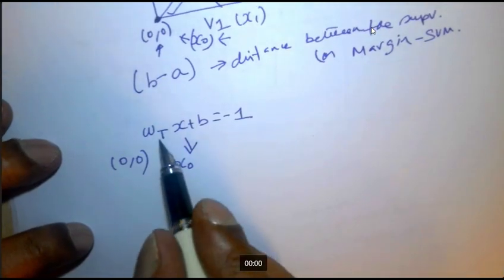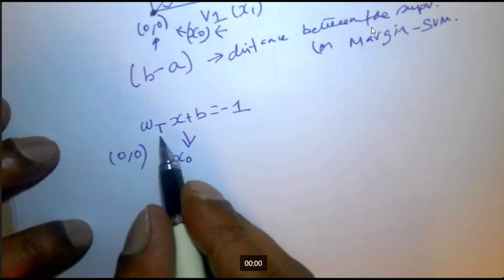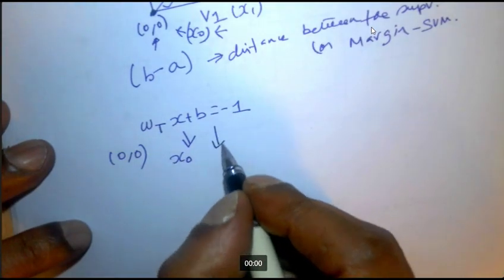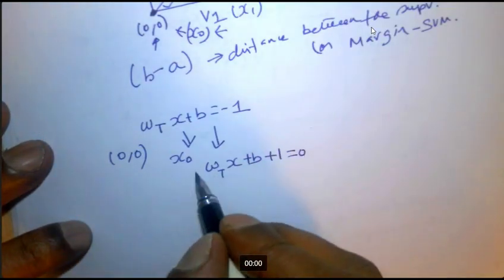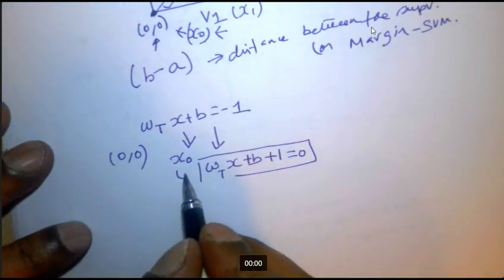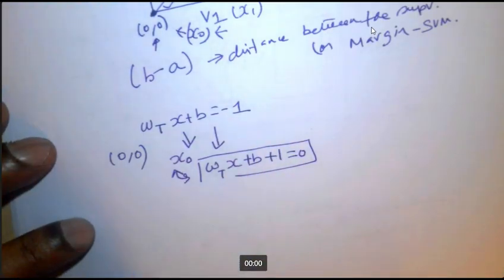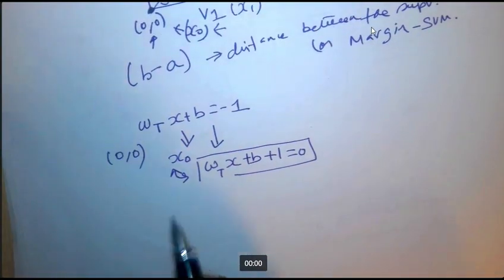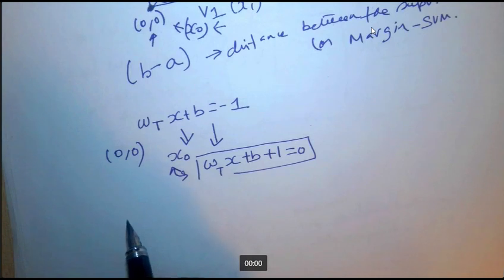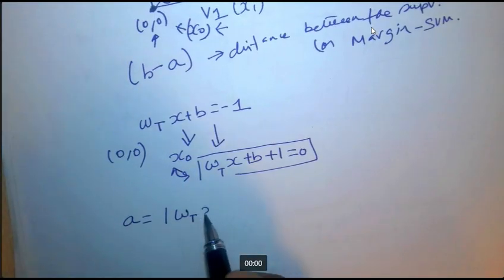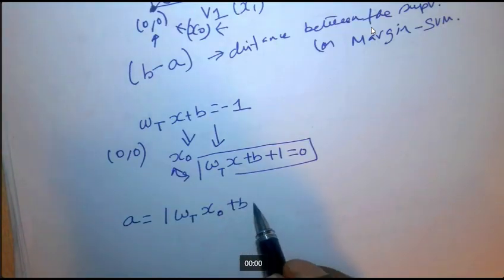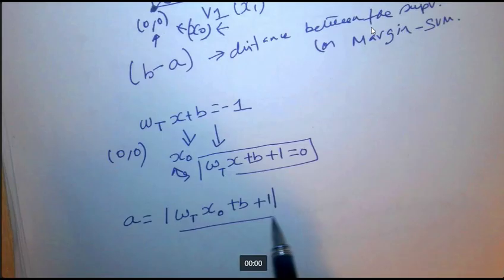So how do you get that? First let's write this equation in the linear format: w^T x + b + 1 = 0. We're trying to calculate the distance between x0 and the line w^T x + b + 1 = 0. To do that, the distance a is equal to the modulus of w^T x0 + b + 1, divided by the norm of w.